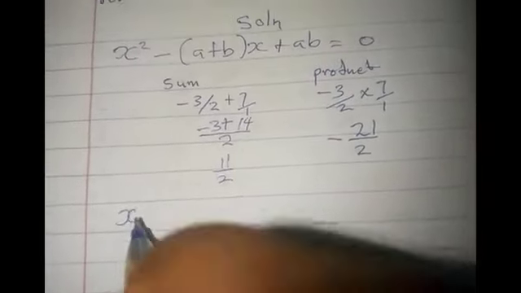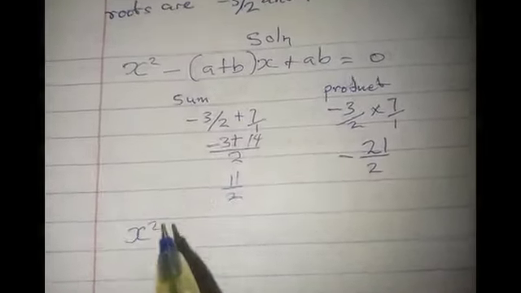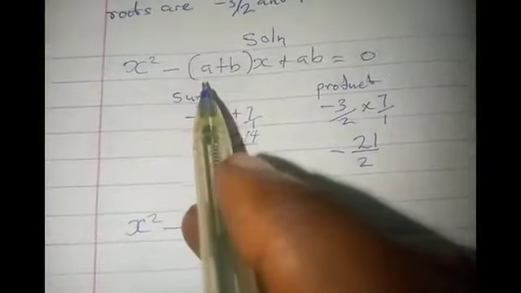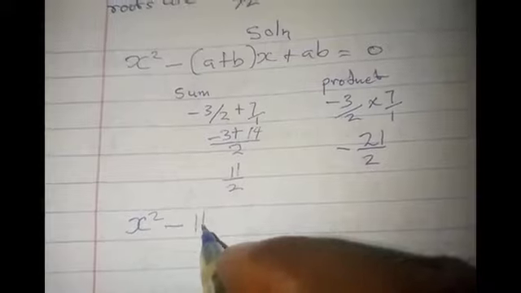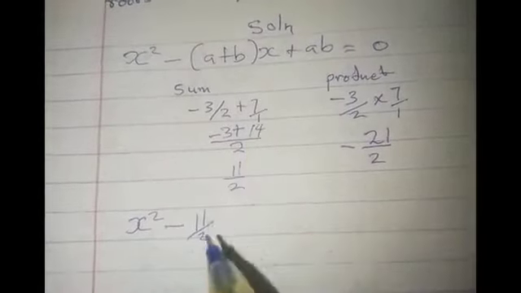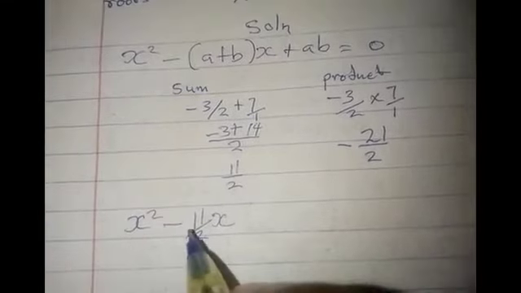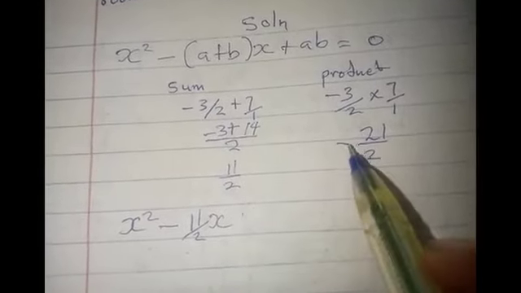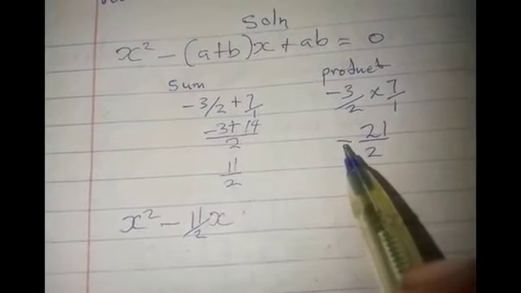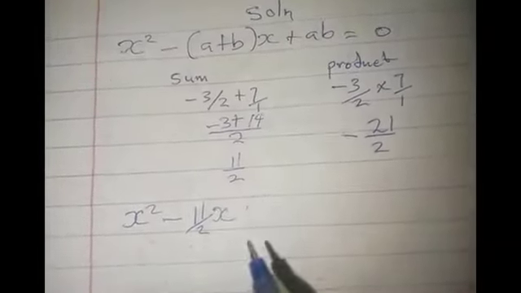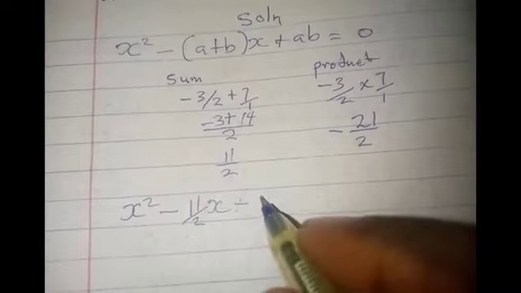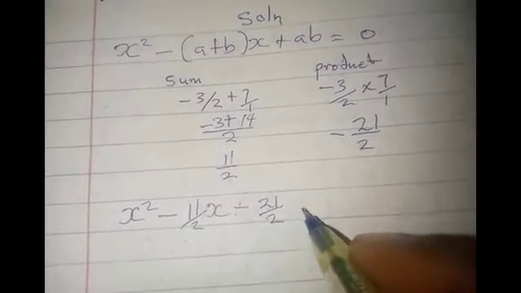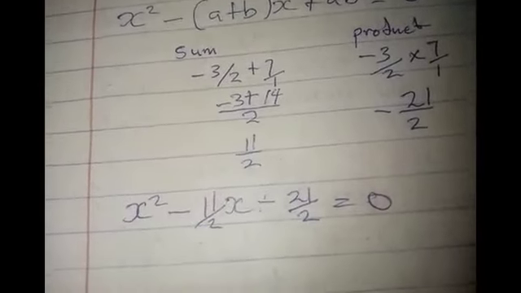We have x square minus. So now we have the sum, which is 11 over 2, times x, so 11 over 2x. Then our minus sign will overrule our positive sign. So we have minus 21 over 2, all equal to 0. Can you see? So fast and so good.